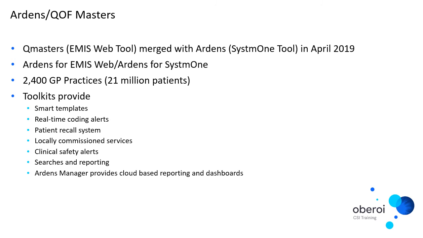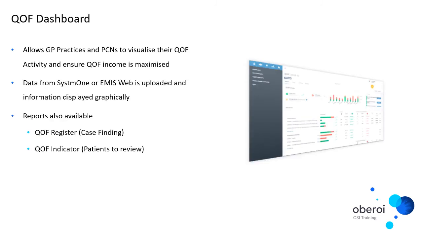They work with PCNs and CCGs for locally commissioned services, safety alerts, searches and reporting, and they provide cloud-based reporting and dashboards. This will allow GP practices and PCNs to visualise their QOF activity and ensure QOF income is maximised. Data from System 1 or EMIS Web is uploaded, and the information is displayed in graphical form, and they can also have reports on QOF registers and QOF indicators from here.